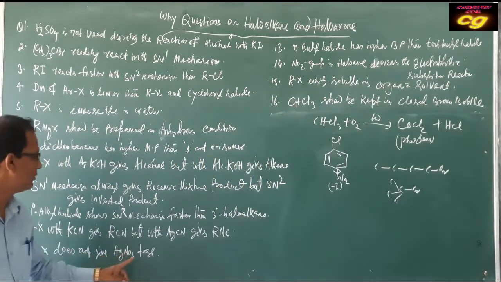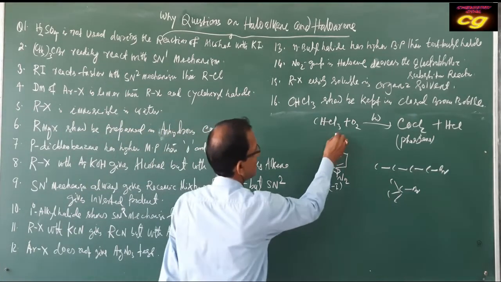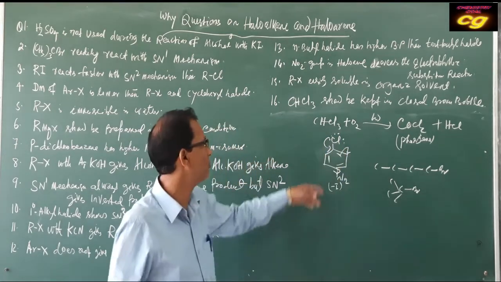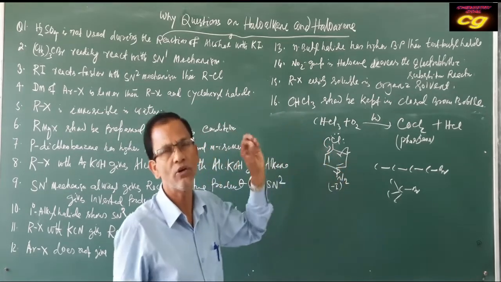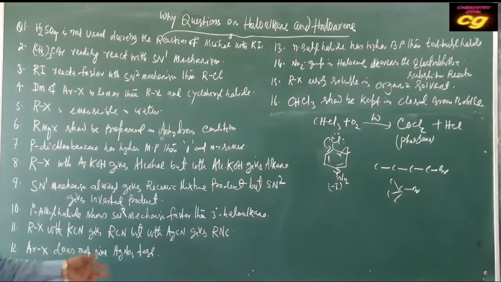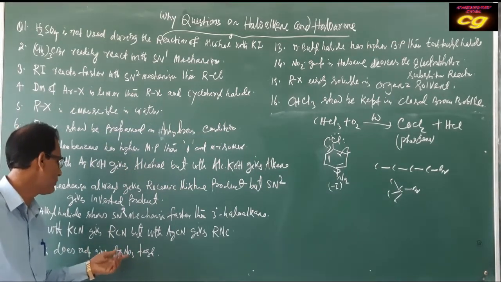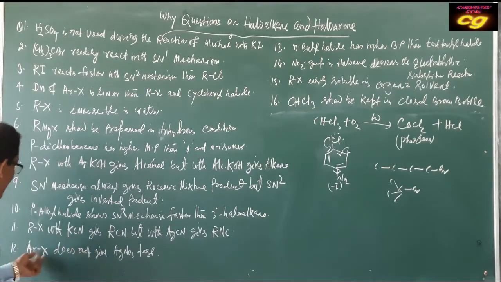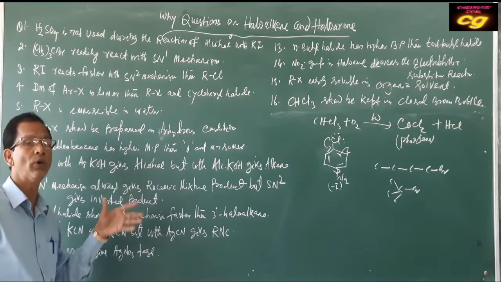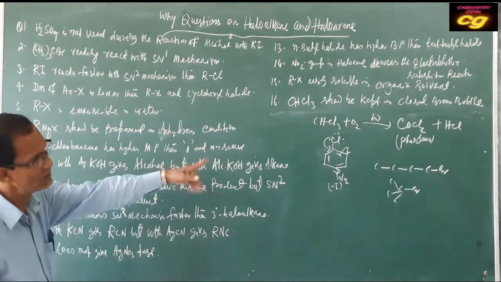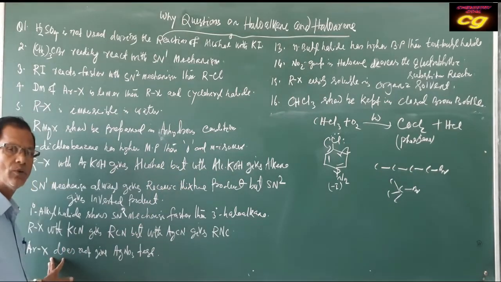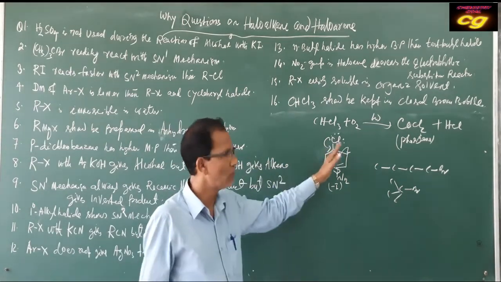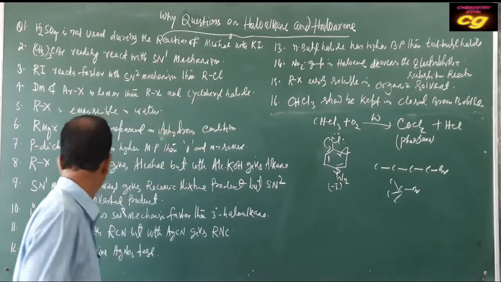Haloarene does not give the silver nitrate test, already discussed. In haloarene, due to resonance, double bond character is formed between the halogen and benzene, so it is not easily substituted. Silver nitrate will react only with haloalkane, where the bond is more polar, but haloarene is less polar due to resonance, so chlorine cannot be substituted. That's why it does not give the silver nitrate test.